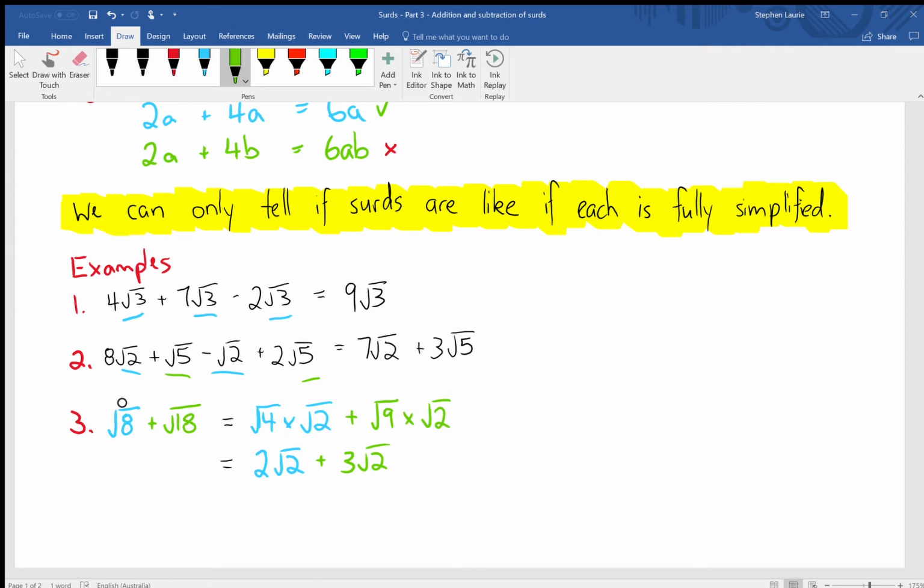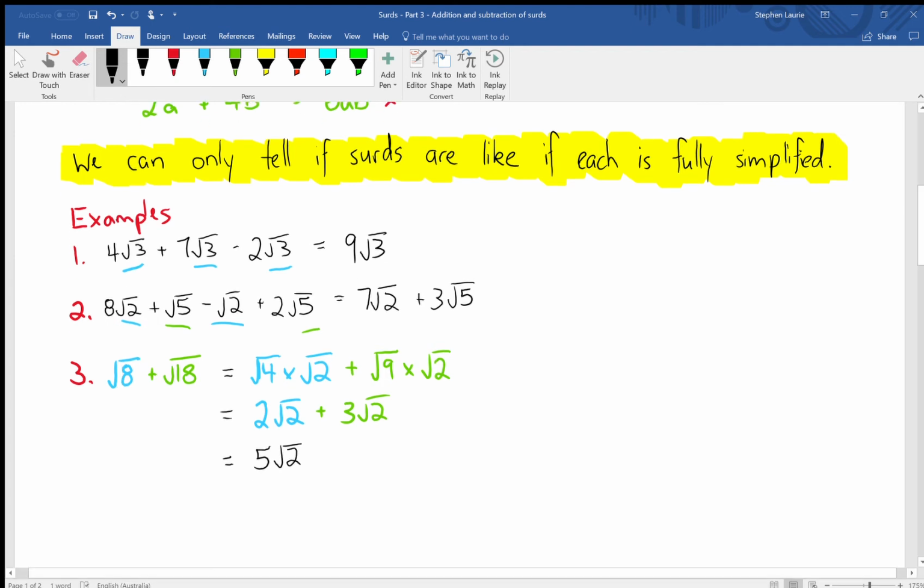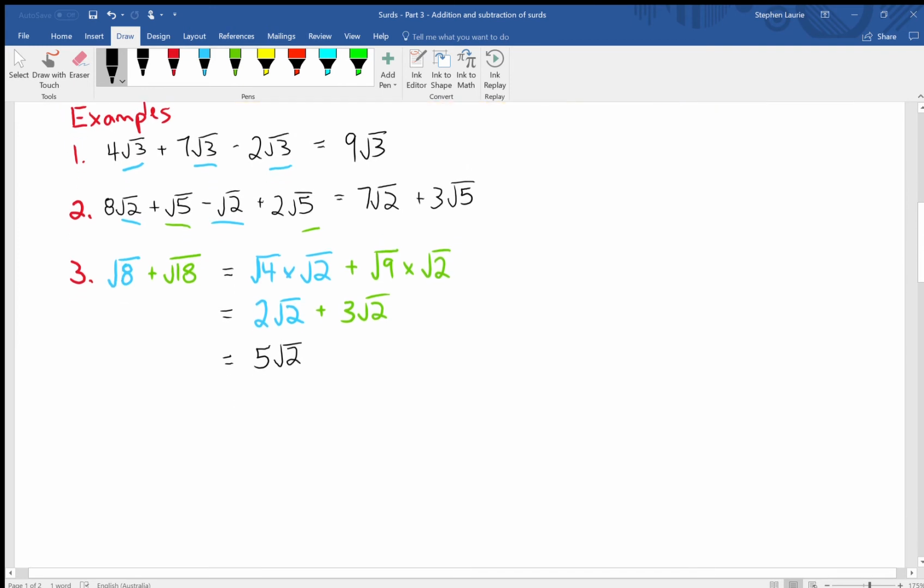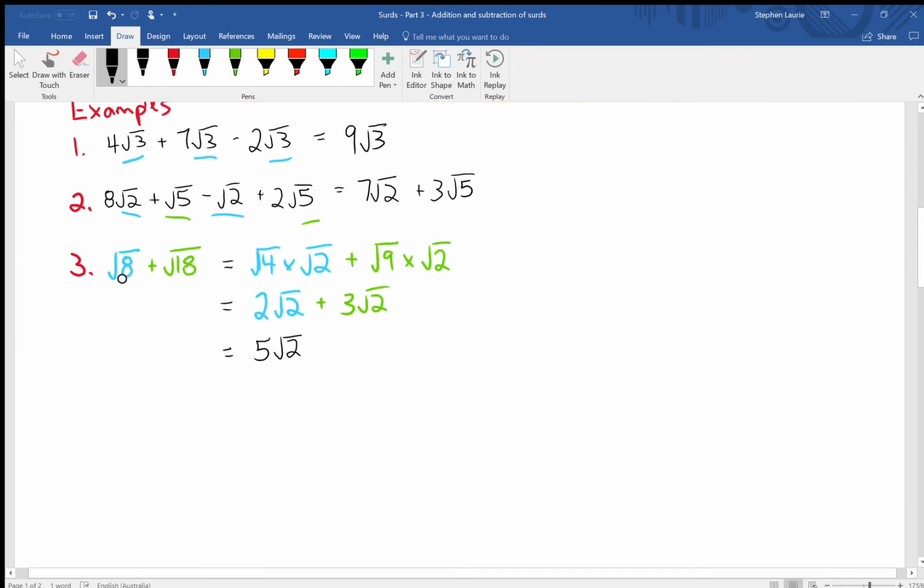And now we can see that we've got like surds. They're both root 2. So we can finish off our answer by saying, well, 2 plus 3 is 5. So we have 5 lots of root 2. So on first inspection, the square root of 8 and the square root of 18 were not like surds. But when we simplified, we saw that they were actually like surds. So we could go and add them together.